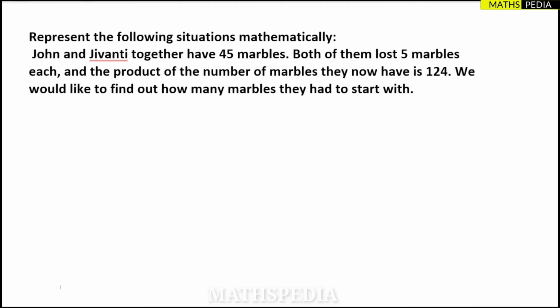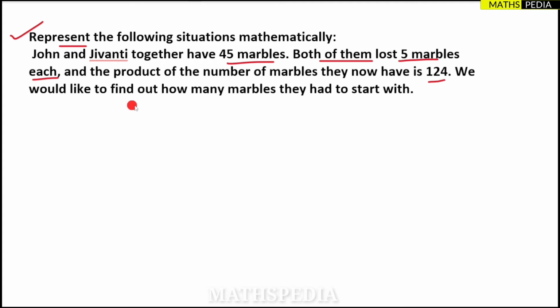One more type of problem we can expect in exercise 4.1 is representation. Okay, representation of statement problems in quadratic form, a quadratic equation. So here we have to represent the following situation mathematically. John and Jivanti together have 45 marbles. Okay, they both have 45 marbles. Both of them lost 5 marbles each, and the product of the numbers of marbles they now have is 124.